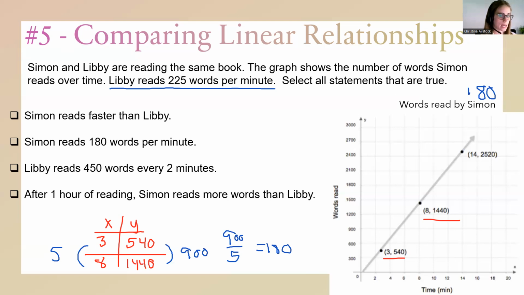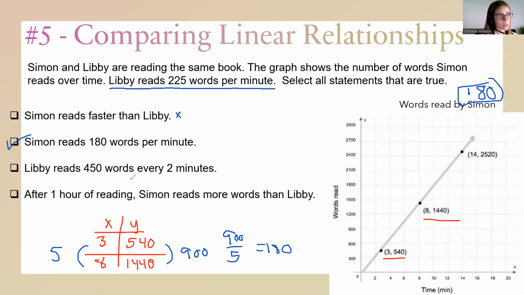So let's use that knowledge to help us figure out which of these answer choices are correct. So, Simon reads faster than Libby. Nope. Libby's 225, Simon's only 180. Not true. Simon reads 180 words per minute. Yeah, we figured that out. That's true. Libby reads 450 words every 2 minutes.